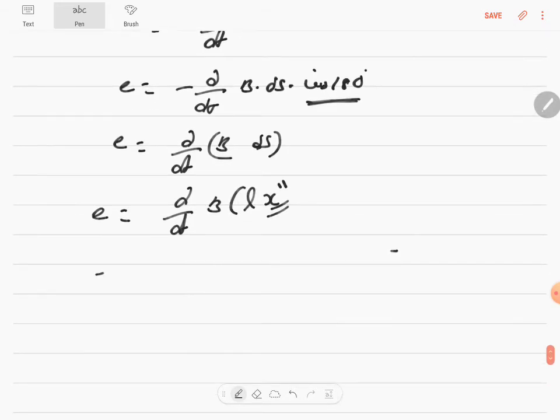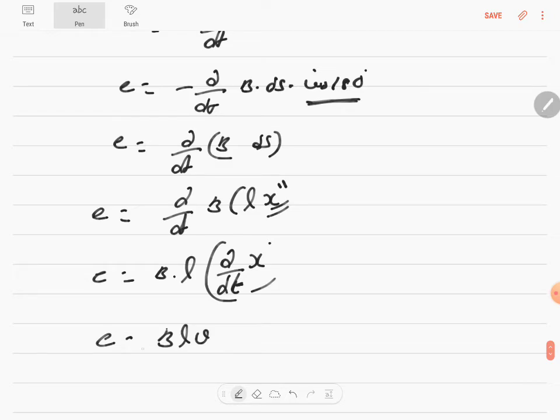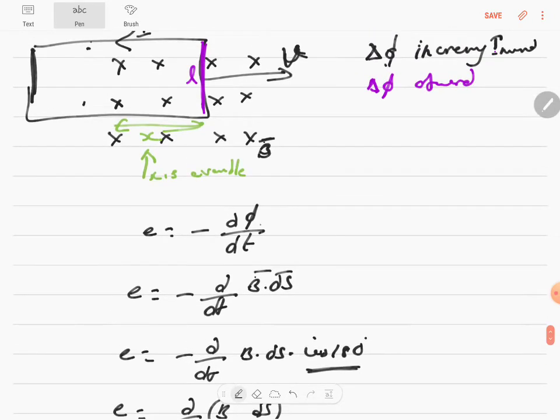What are the constants? The magnetic field does not change. The length L does not change; the length here is this L, not this. This is a variable x, as I said. So only x changes with respect to t, and dx by dt is v. Thus the EMF induced is BLv. That's the EMF induced in a rectangular coil.